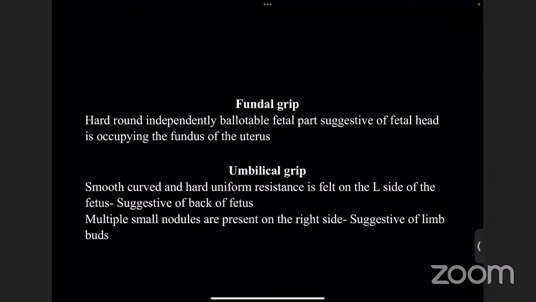It is a breech presentation where the fetal head is occupying the fundus. Okay. And the buttock part is occupying the lower segment of the uterus. The fetal head is occupying the fundus of the uterus, sir. And the buttock of the fetus is occupying the lower pole.